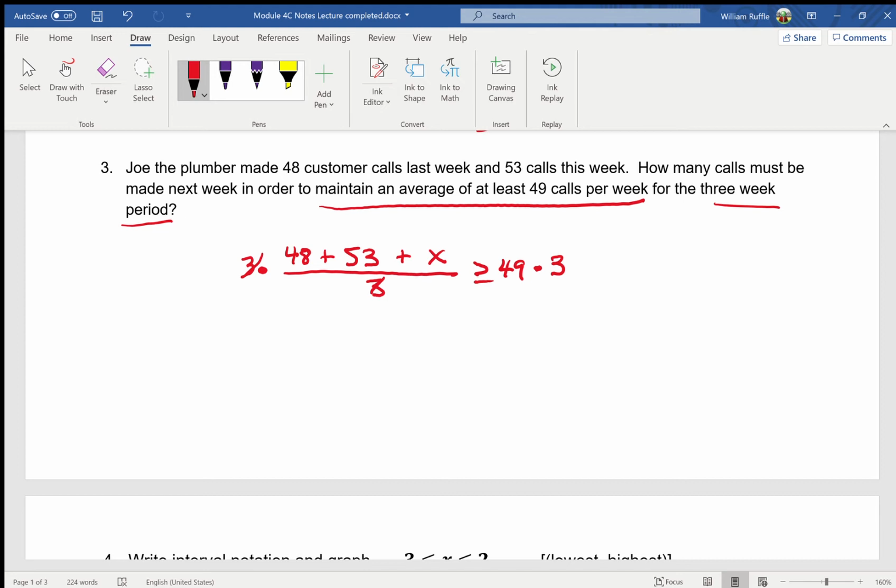So 48 plus 53 is 101, plus x is greater than or equal to 147. Please use your calculator to verify that I'm doing this correctly. I'm going to subtract 101. So x is greater than or equal to 46. So if Joe wants to average 49 calls per week, he's got to have at least 46 calls in that third week.